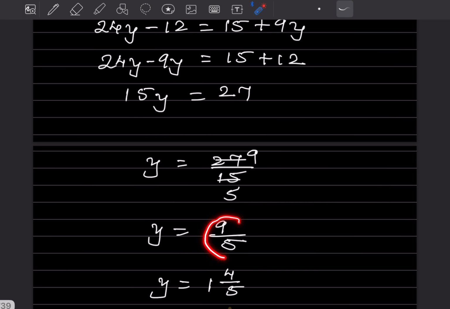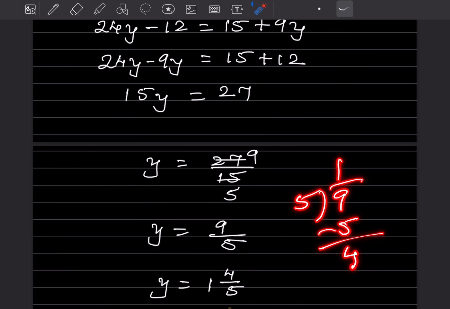And now you can see this 9 by 5 is an improper fraction. Whenever there is an improper fraction, usually we make it a mixed fraction. Or if there are MCQs, you can just skip it as it is if there is an option of 9 by 5. So this 9 divided by 5, for 5 ones are 5. The remainder will be 4, so that will be one integer 4 by 5.